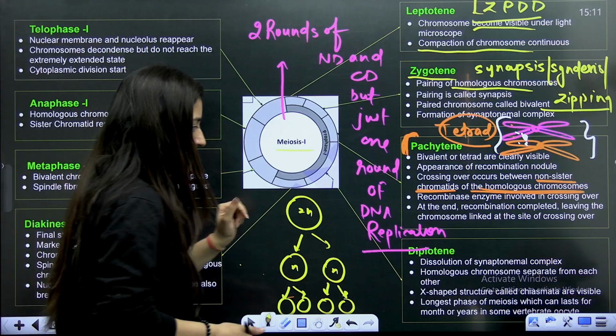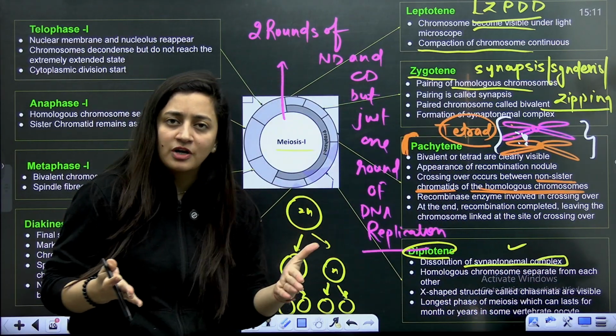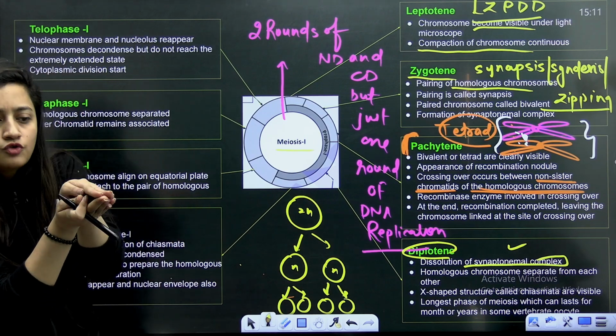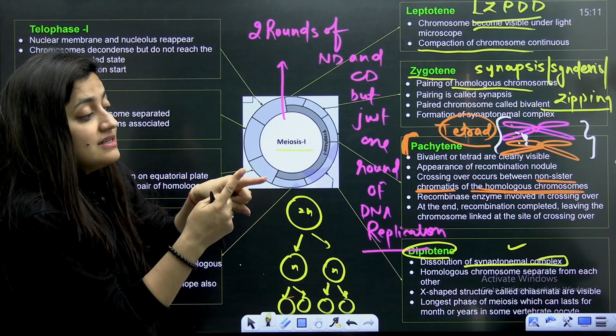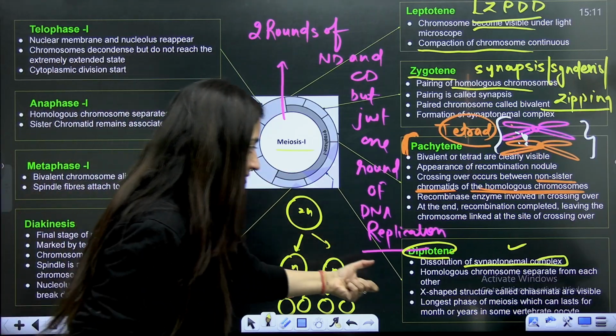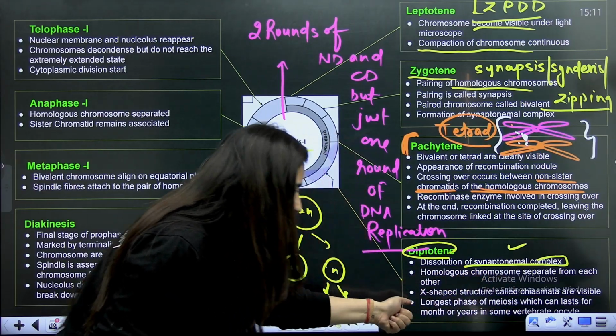Crossing over will occur. Then diplotene, dissolution of the synaptonemal complex. The synaptonemal complex will dissolve. So these chromosomes, this bivalent, will try to get separated, but still they will not, because the X-shaped chiasmata is still there. So homologous chromosomes separate from each other, and the X-shaped structures called chiasmata are visible.